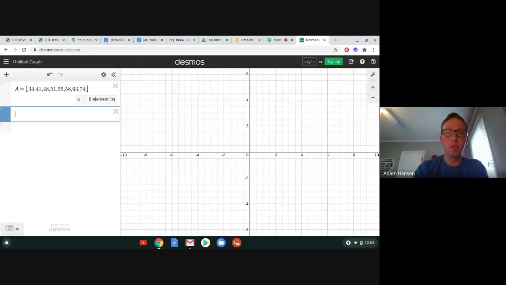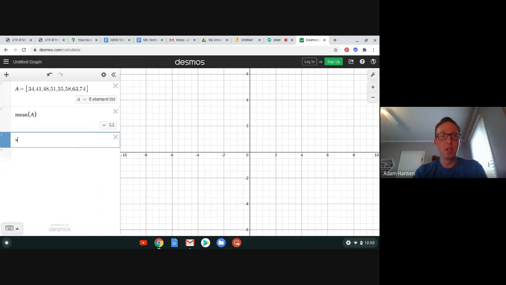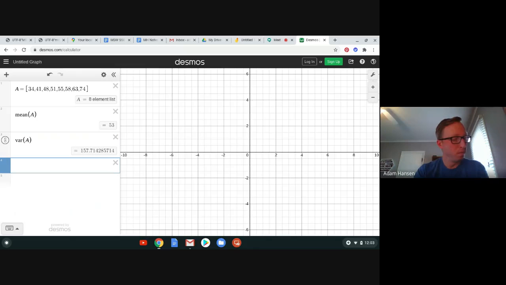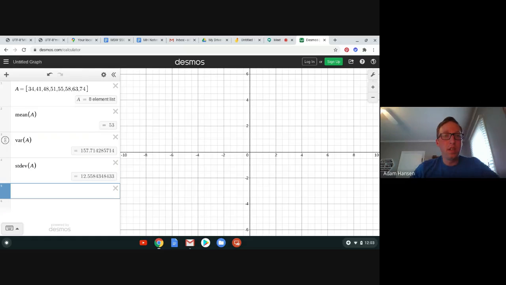Now we can use Desmos or whatever technology you want to go ahead and find the mean, variance, and standard deviation. I've got all of these values typed in to what I've called set A. The mean of A is 53. The variance, VAR, of set A is 157.71. And the standard deviation of set A is that 12.56.